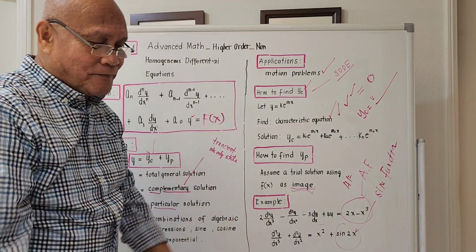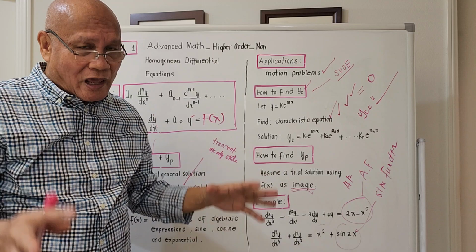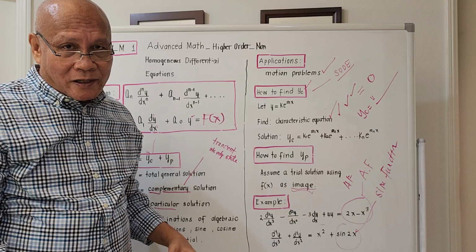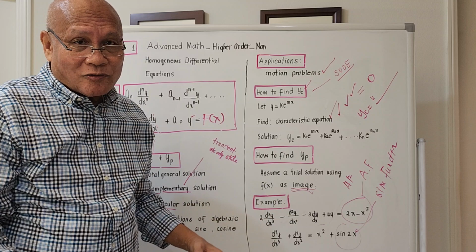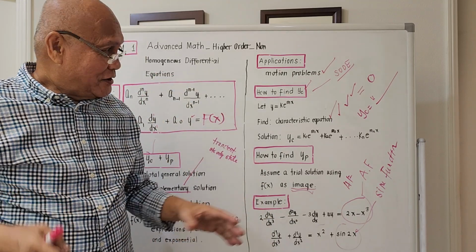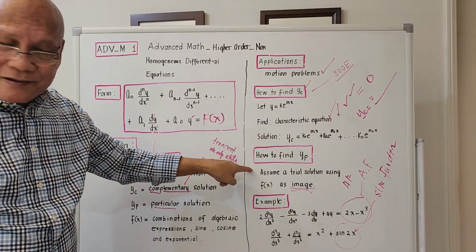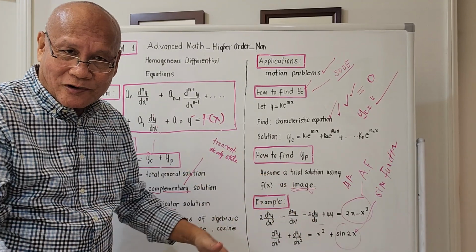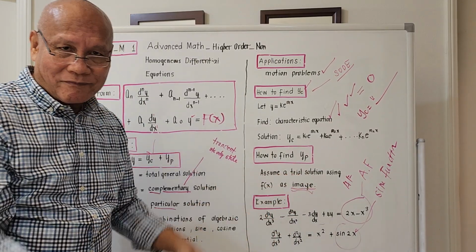it could be a combination of algebraic, sine, cosine, or exponential. That is a non-homogeneous differential equation, higher order. So for those taking up advanced mathematics, this is an introduction, and the first topic is the solution of a higher order non-homogeneous differential equation. The total solution is the complementary plus the particular. I discussed how to find the complementary. For the particular, this is just the hint. So next time, as I give you examples, we could visualize how the particular solution is derived.